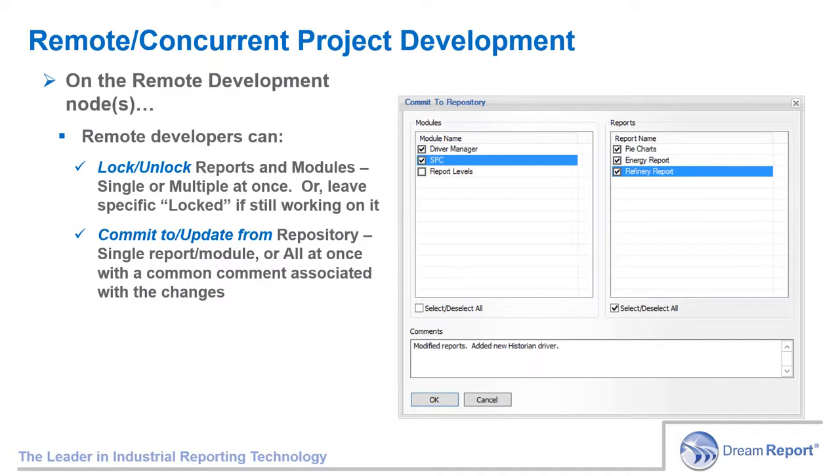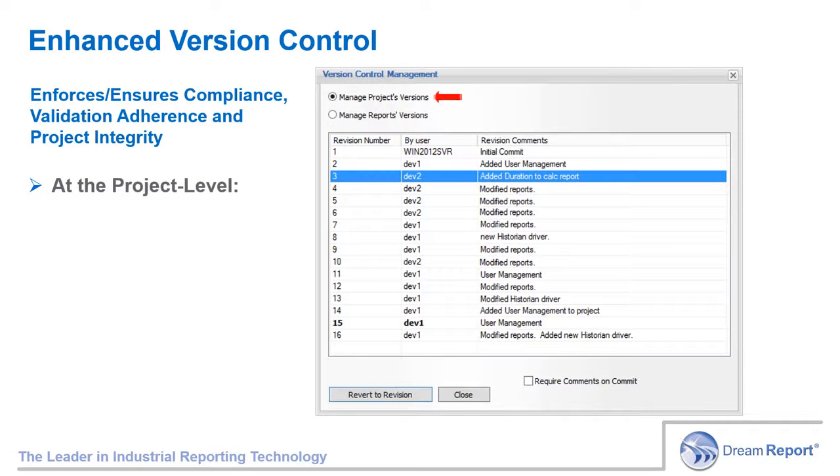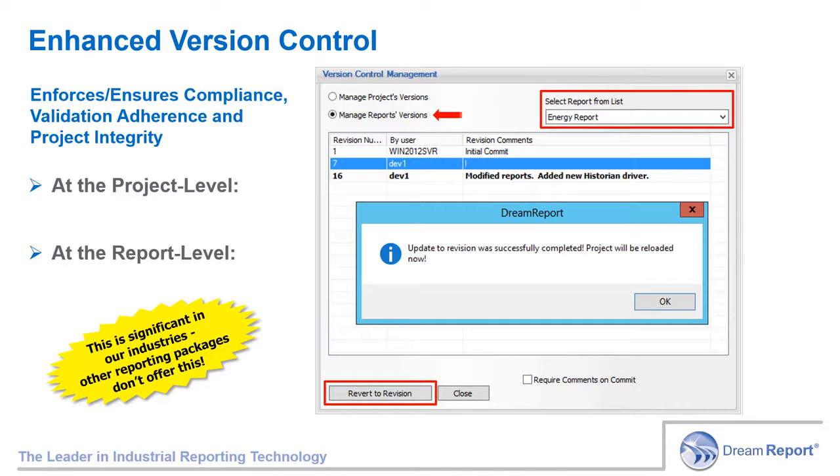A comment will be required when committing, which will be associated with the version control. The enhanced version control enforces and ensures compliance, adherence to validation requirements, and project integrity. At the project level, you can review comments by user for each modification or version and roll back to that version if needed. Or, at the report level, review comments associated with individual reports and roll back to a specific version of that report if needed. Of course, this functionality is significant in many of the industries we serve.